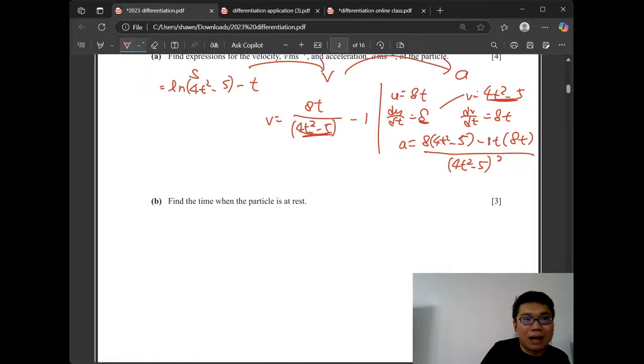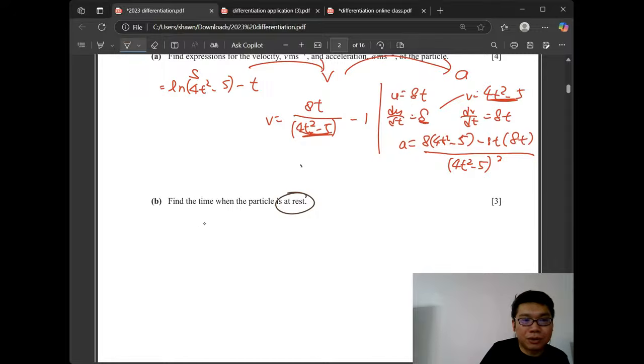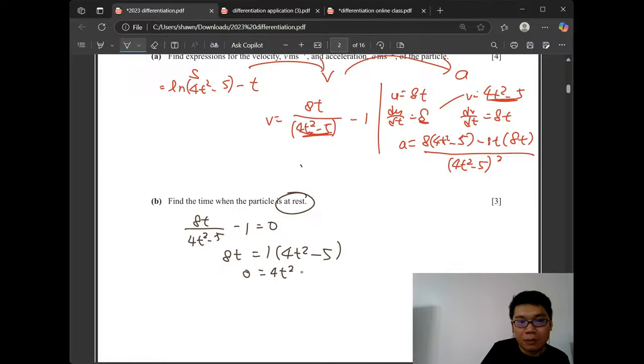At rest, they are expecting you to know that at rest means v equals 0. So immediately apply this thing equals to 0. This question obviously is a quadratic situation. So we group everything into one side, then we solve the equation. And when you reach this point, you get 1 mark. And remember, make it equal to 0.